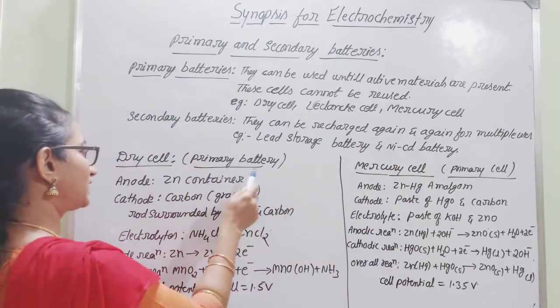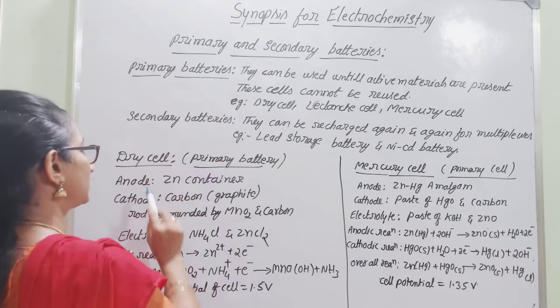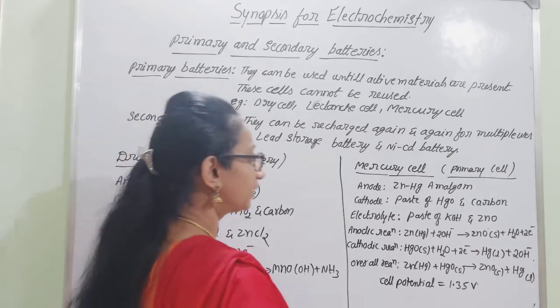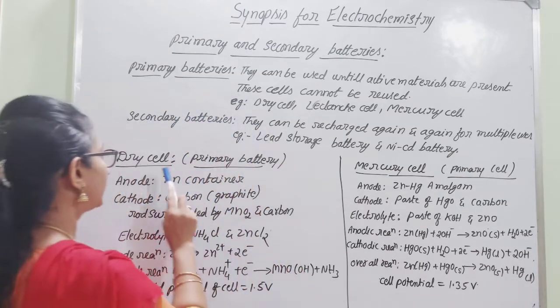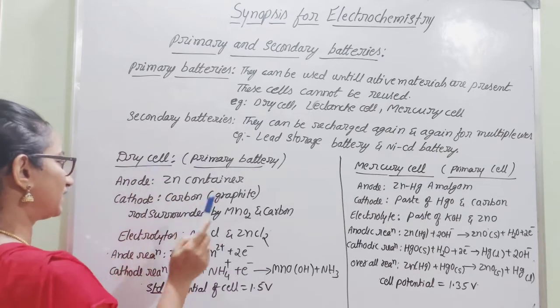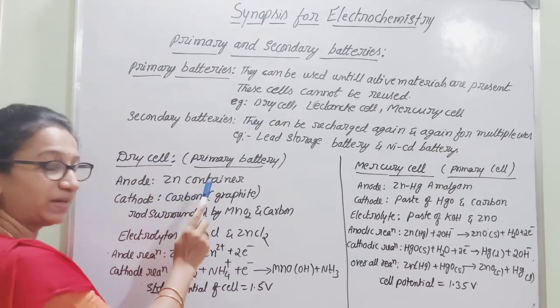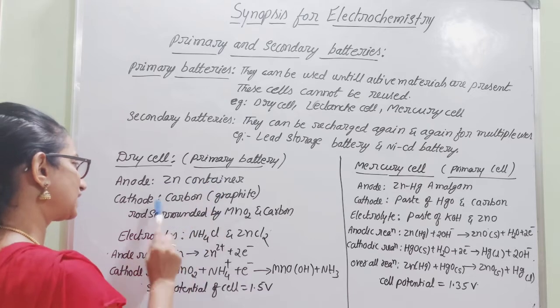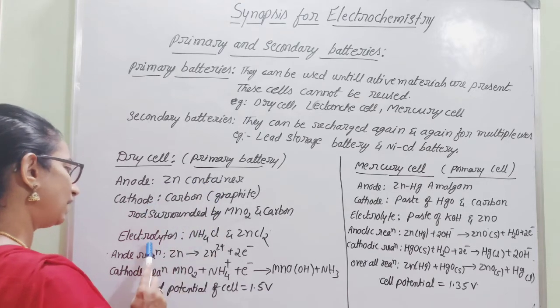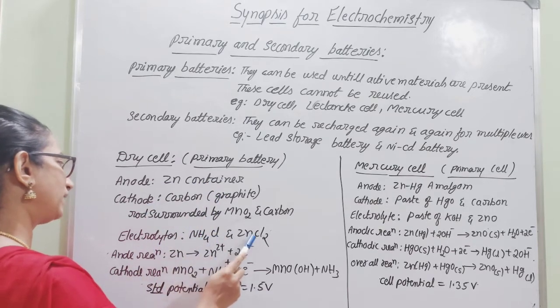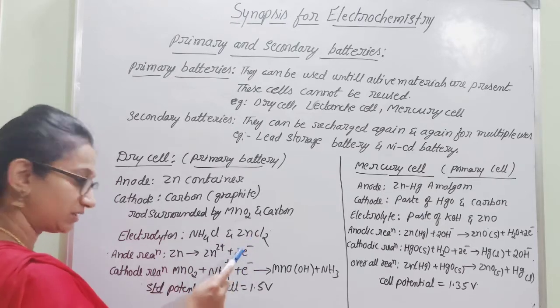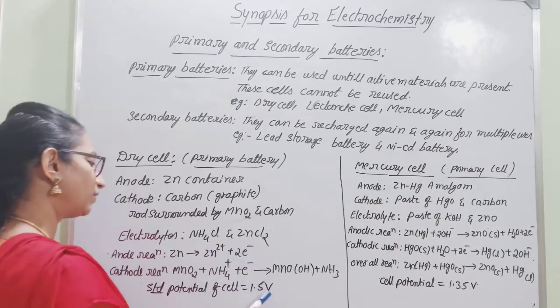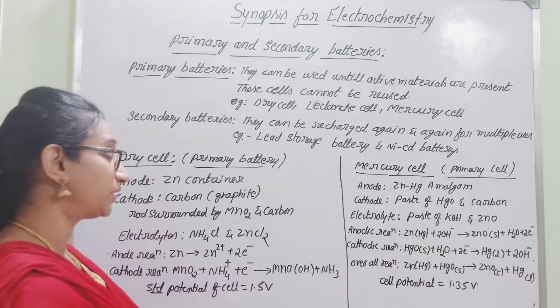Once you go for examples for primary batteries, one is the dry cell, another one is the mercury cell. Here, in case of the dry cell, you should be able to remember which is acting as anode, which is acting as cathode, what is the composition of the electrolytes, what is the anodic reaction and what is the cathodic reaction, and what is its standard cell potential.